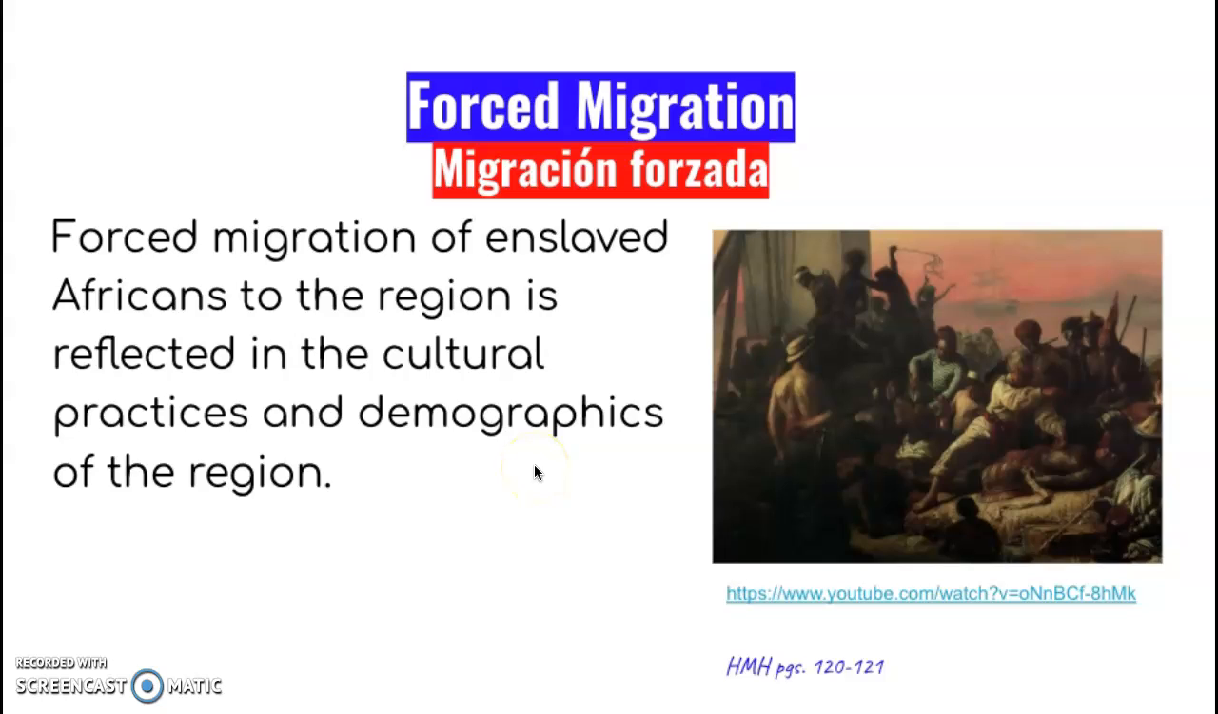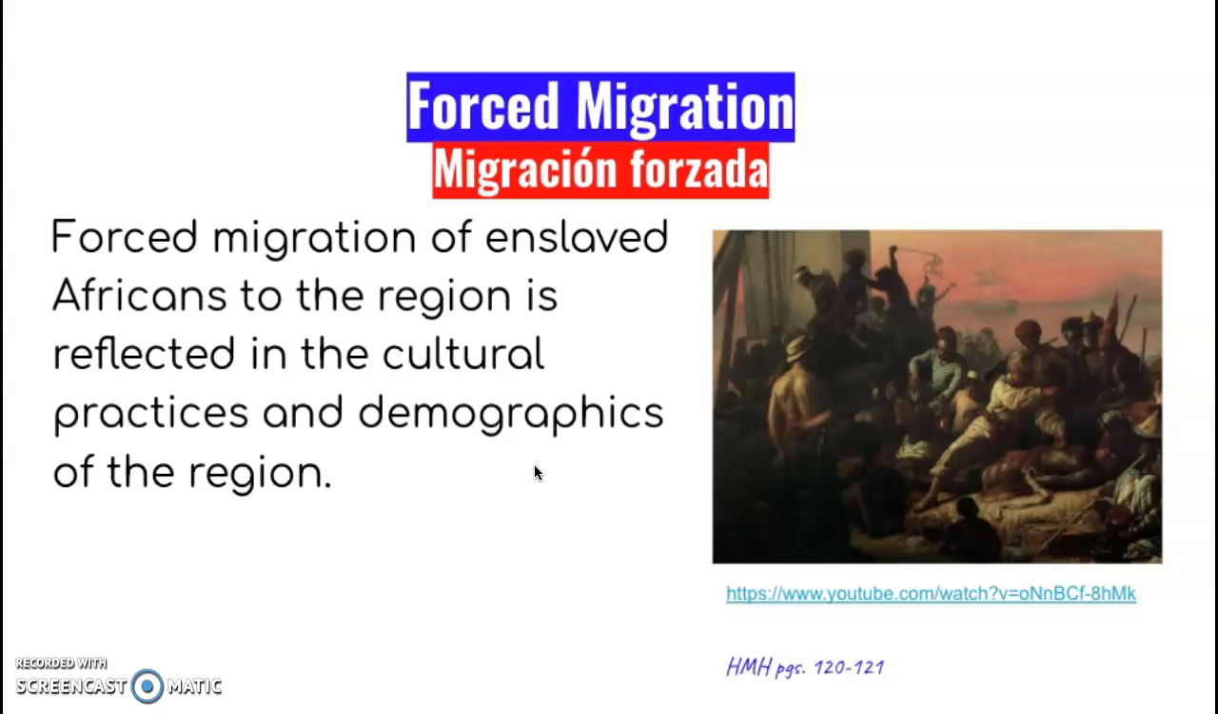Remember that I mentioned previously that when people settled into the New World, there were people already living here, the indigenous people, and those people were forced. Now, those were not the only group of people that were forced to migrate. Forced migration means to be moved without your own will.